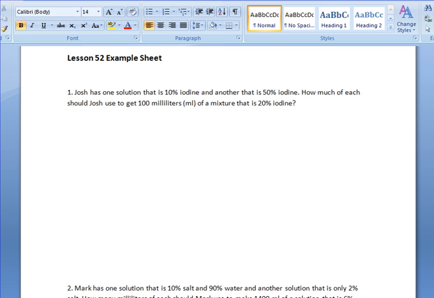Example 1. Josh has one solution that is 10% iodine and another that is 50% iodine. How much of each should Josh use to get 100 milliliters of a mixture that is 20% iodine? We're going to use our different steps to solve this problem. First step is to draw the chart and label the columns and rows.